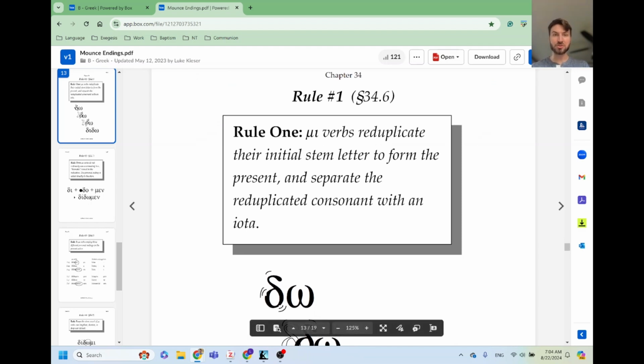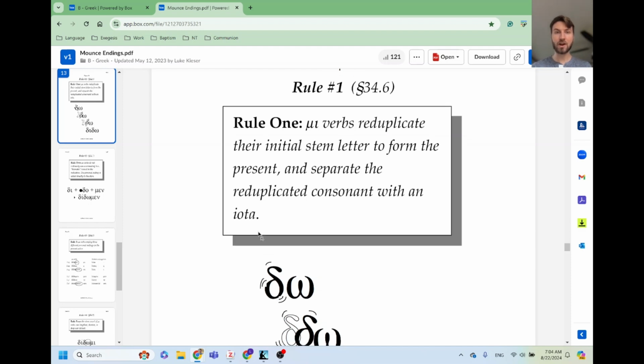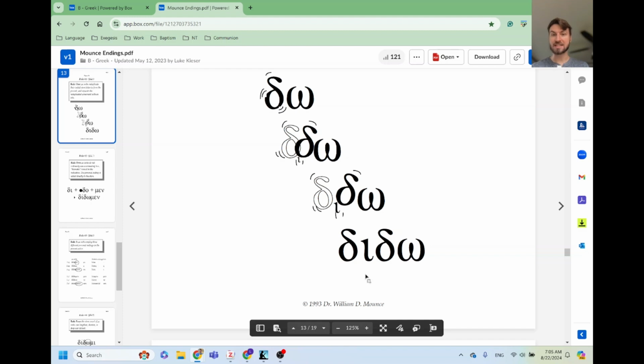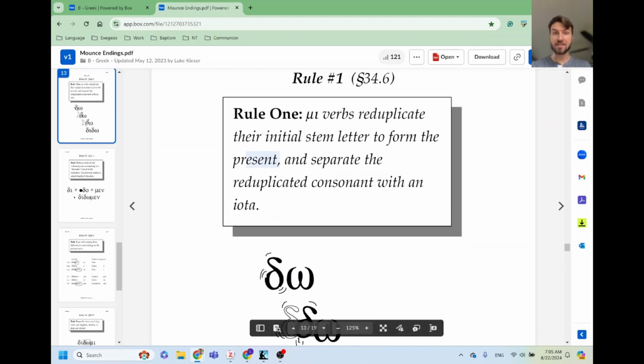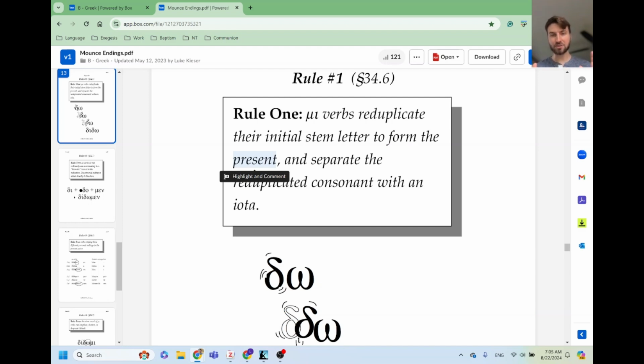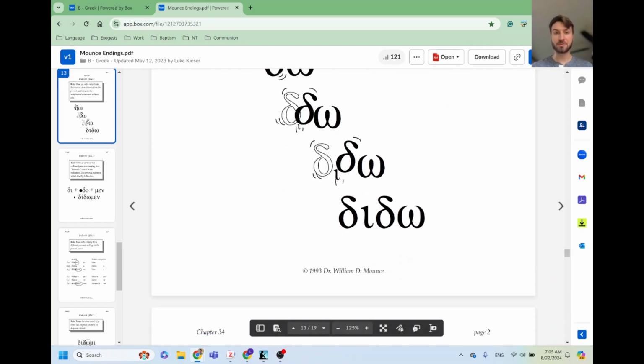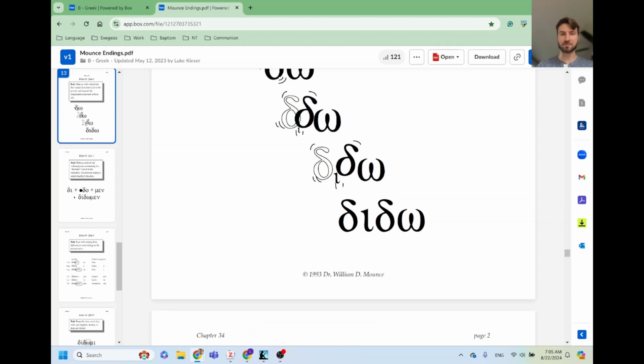Mi verbs reduplicate their initial stem letter to form the present and separate the reduplicated consonant with an iota. We've had reduplication with the perfect, like λέλυκα. But when the perfect reduplicates, it repeats the letter and adds an epsilon, whereas mi verbs reduplicate with an iota. So you get didō. But it's only in the present tense stem. So you're going to see reduplications, but if it's a mi verb, it's not telling you that it's perfect. The iota gives it away that it's a mi verb and not just a perfect reduplication.